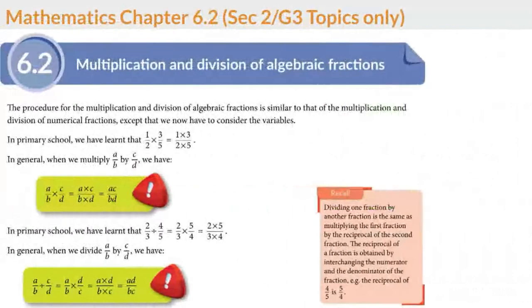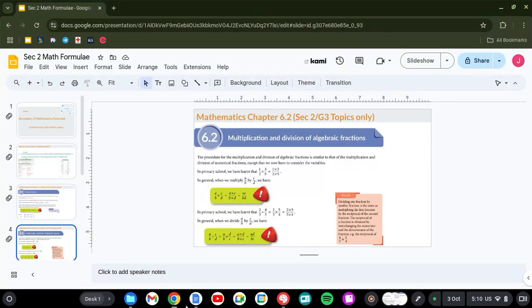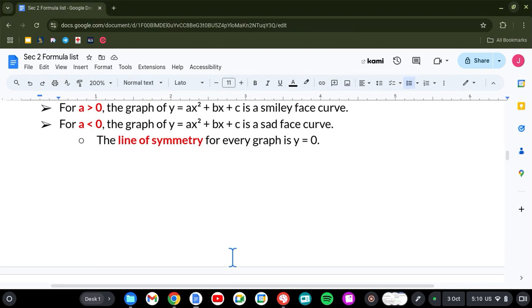Next one is direct and inverse proportion. That one also no problem. Now moving on to textbook 2B formulas. Chapter 8 is congruence and similarity.